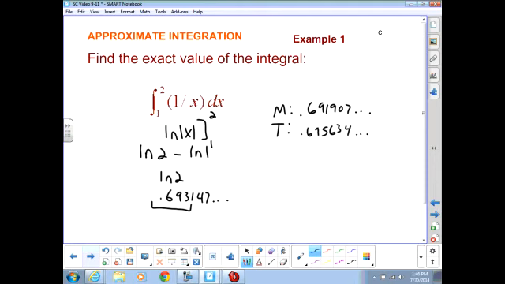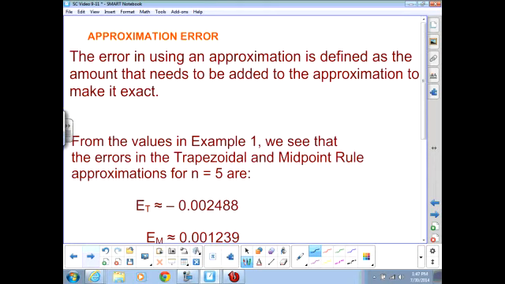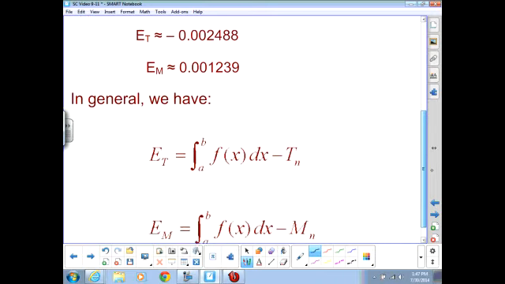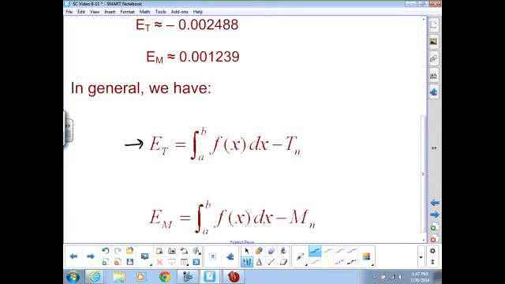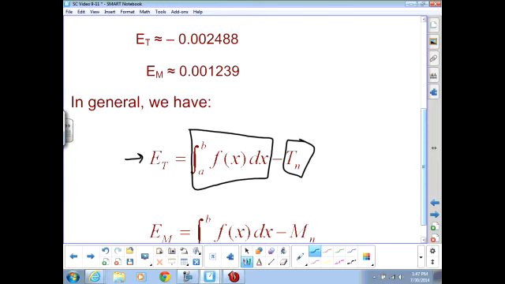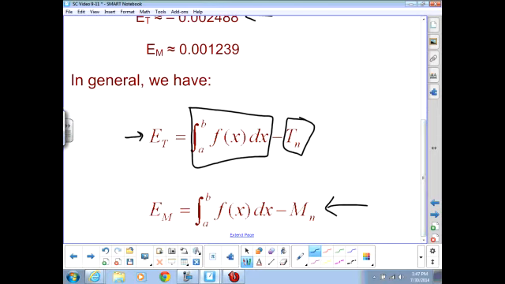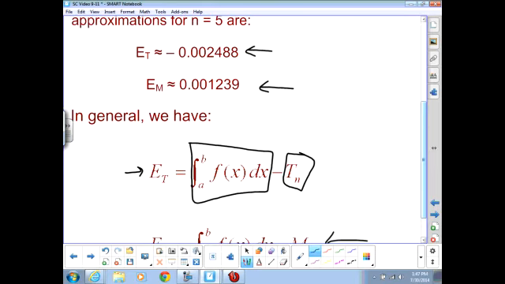Now, if you want to find the actual values, the amount that it's off by, the error, this is just saying the error of the trapezoidal rule is taking our exact value and subtracting off our trapezoidal value. Our trapezoidal value was too big, so that's why it ended up as a negative, but you just look at it as an absolute value of that. And our exact value minus our midpoint gave us that value there. So notice when you look at the absolute values, the midpoint one is about 0.0012 or so closer than the trapezoidal one.